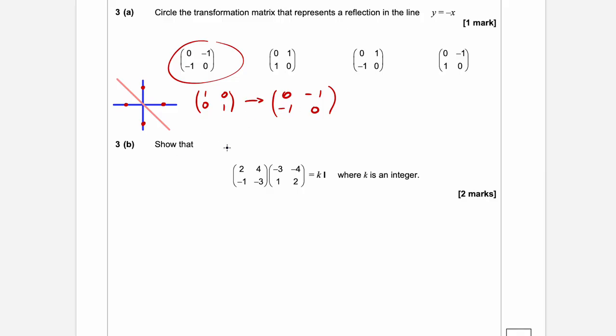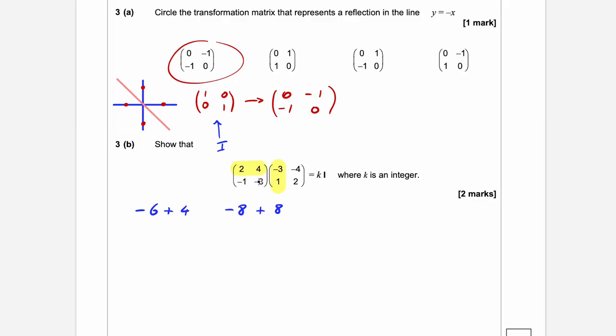Okay, 3b. Show that this is equal to k times I. Now, this is I, guys. This is the identity matrix. Okay, let's multiply this out. So remember, when we're multiplying matrices, we do the row times the column. So that will give me top left. So top left is 2 times negative 3 minus 6 plus 4 times 1 minus 6 plus 4. Top right, 2 times minus 4 is minus 8 plus 4 times 2 is 8, which will give me 0.